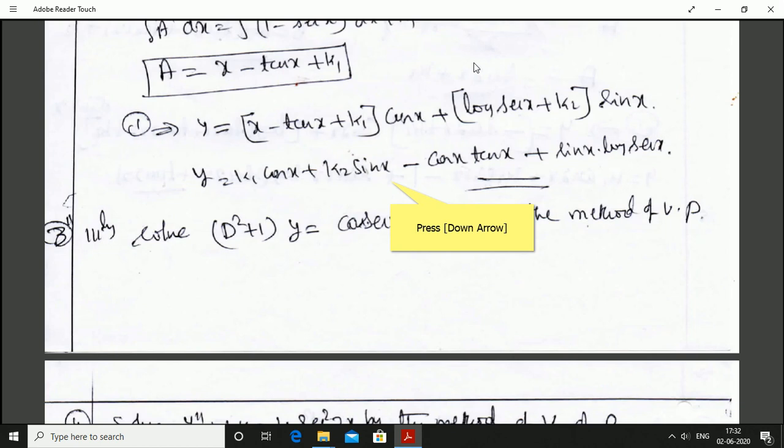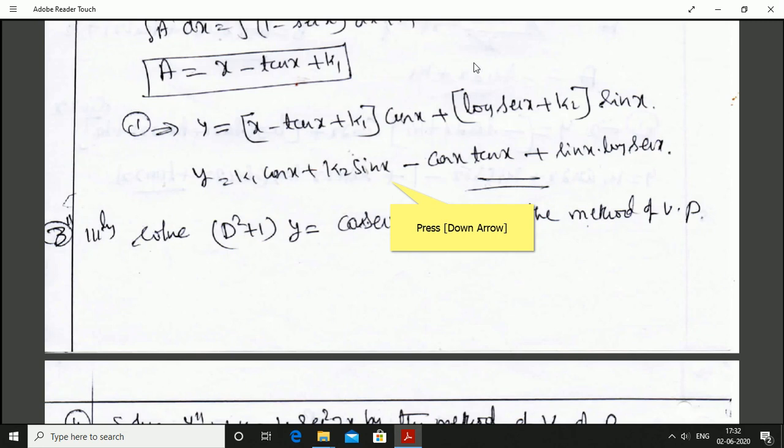On simplification, k1 cos x plus k2 sin x minus cos x into tan x plus sin x into log secant x. x cos x was left out, you need to write it. Plus x into cos x.